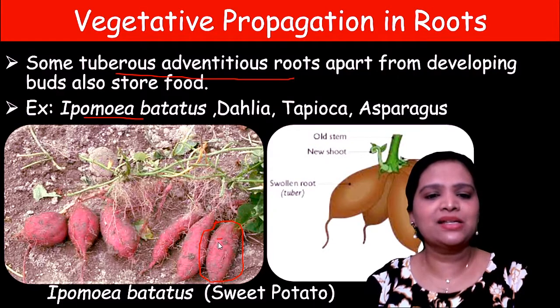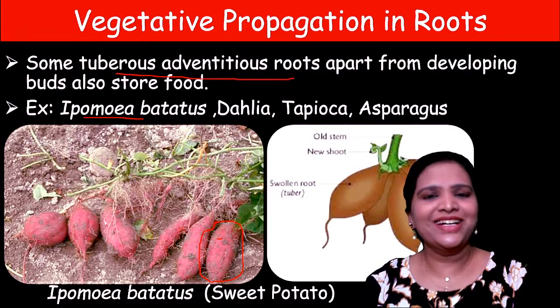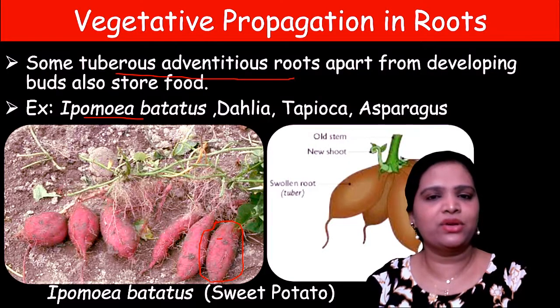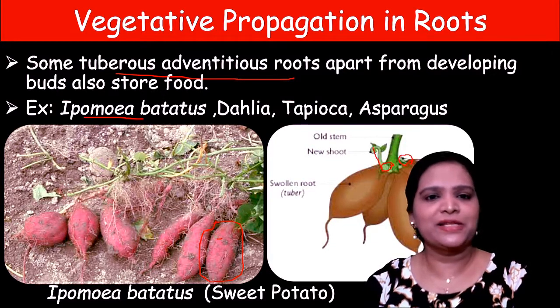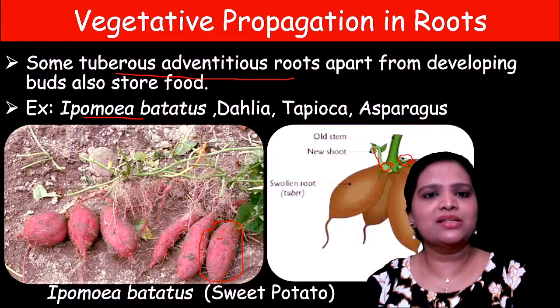So here this is the starch material the organism is storing. That is the food reserve for that plant. Okay. So when it wants to reproduce, what will happen? See here, this is the old stem. Here an adventitious bud is there. So from this adventitious bud, a new shoot will grow like this. Okay. But if you see the lower part, it will have the food storage, that is tubers. Okay. So one example for this tuberous adventitious root system is sweet potato.